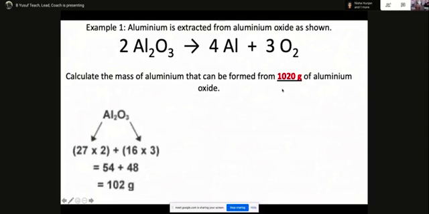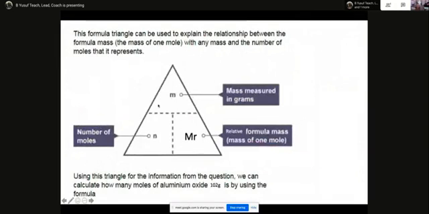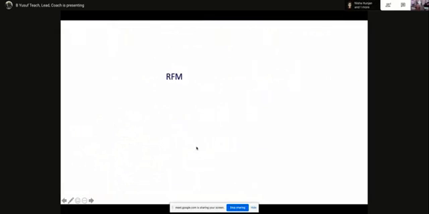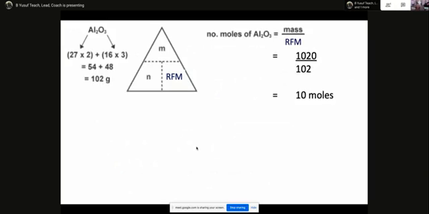This is another representation of the equation I showed you before. The number of moles equals the mass over the relative formula mass. And this is us applying it now. It may seem like, oh my goodness, there's lots of information, so let's break it down. On the left-hand side, aluminium oxide is what they've given you. What is the relative formula mass of this? 54 plus 48, which gives you 102 grams.